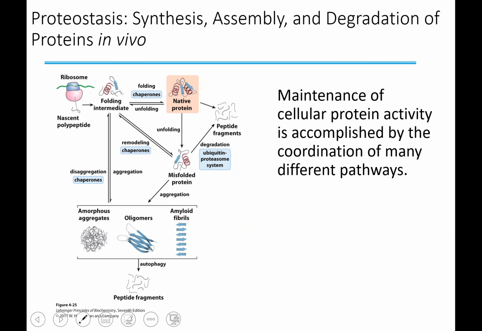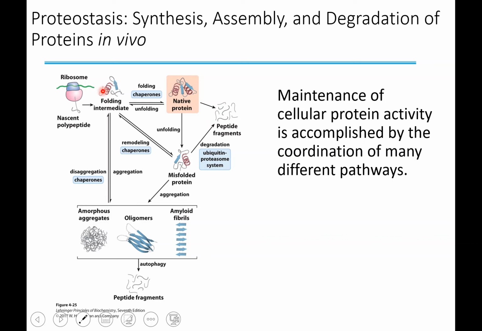In your cell, the amount of native protein that's around at any particular time is referred to as proteostasis. Okay? And this involves many different competing factors. The synthesis of your protein on a ribosome, assembly of it, and the degradation of it all come into play here to determine how much native protein you have at any given moment. So if we look at our example, this figure, a protein is synthesized on the ribosome.